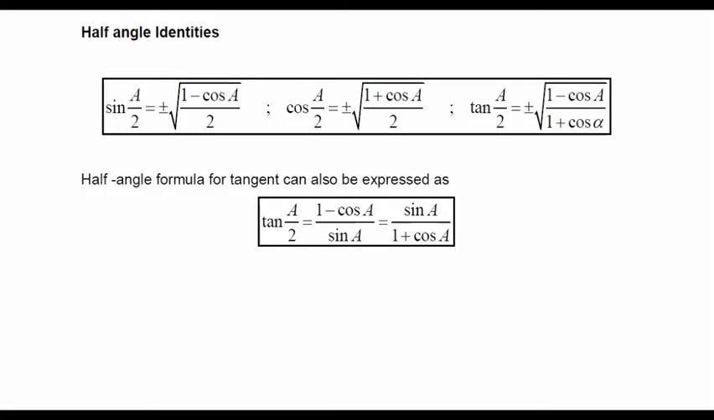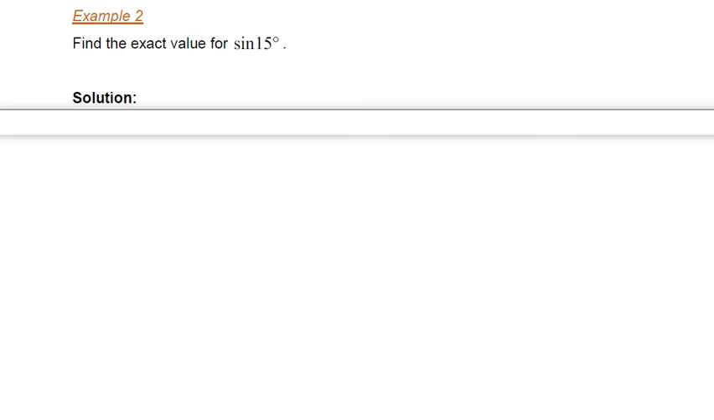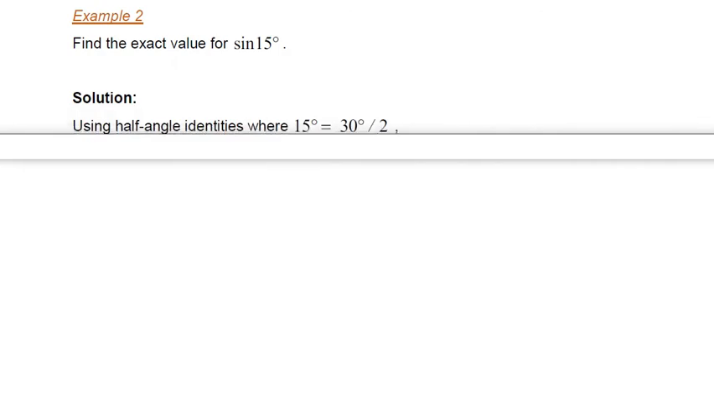Now look at the half angle identities formulas for sine, cos, and tangent. The half angle formula for tangent can also be expressed by this formula. Now look at example 2. We want to find the exact value for sine 15, and we know that 30 divided by 2 is equal to 15.